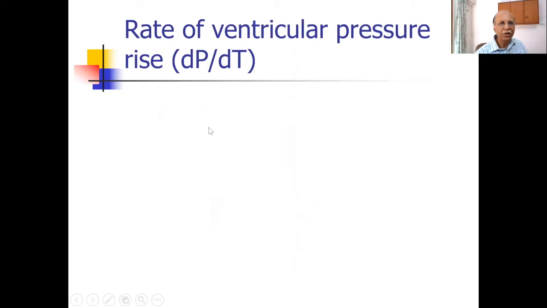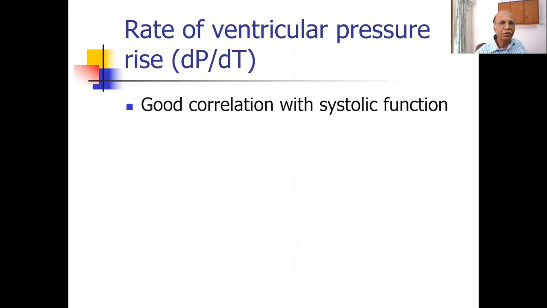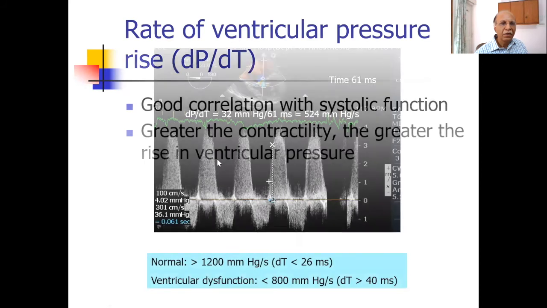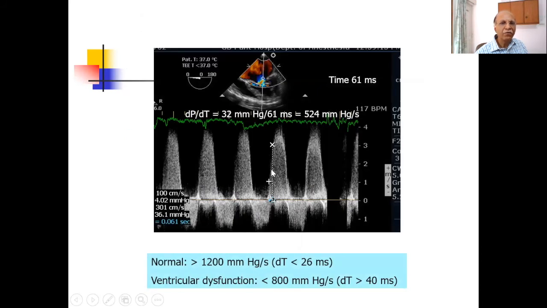So the faster the rate of increase in the pressure indicates a good LV function. So it has a good correlation with the systolic function. The greater the contractility, the greater the rise in ventricular pressure. And for which you need to have the mitral regurgitant spectral Doppler profile in order to be able to measure the dP/dt. So you measure the pressure at two time points. One is at the flow rate of 1 meter per second and another is at the flow rate of 3 meters per second.